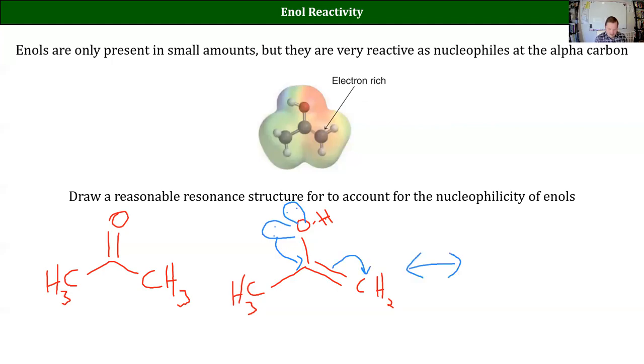So the only resonance structure we could draw would look like that. That gives us a resonance structure where you've got a pretty strong partial negative on that alpha carbon, and a partial negative is going to be attracted to positives. So that's our explanation of why enols can be a nucleophile. We might not have very much of the enol, and of the molecules that are present in the enol form, this is just one of the two resonance structures, but it's a strong enough charge right there that you can actually see this molecule acting as a nucleophile.